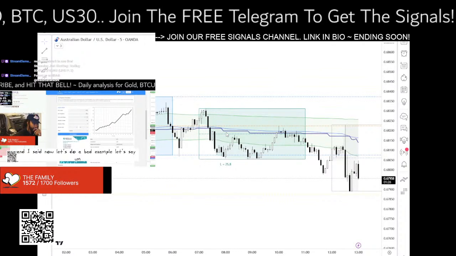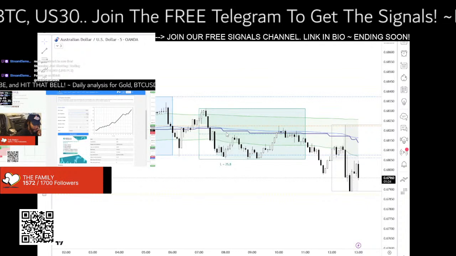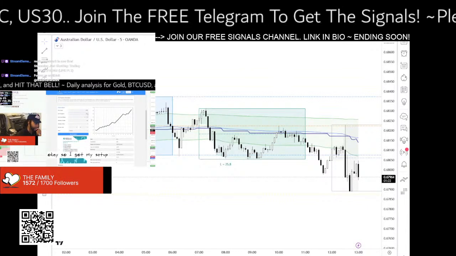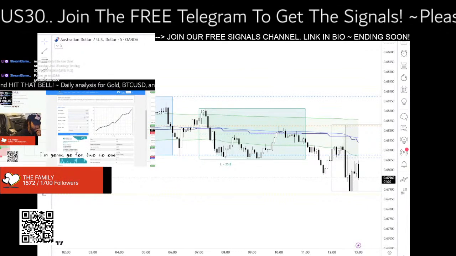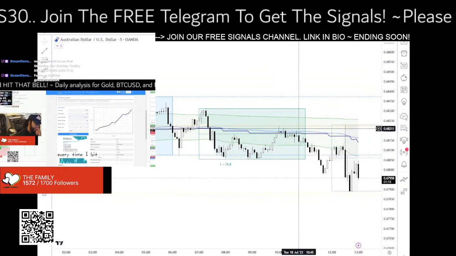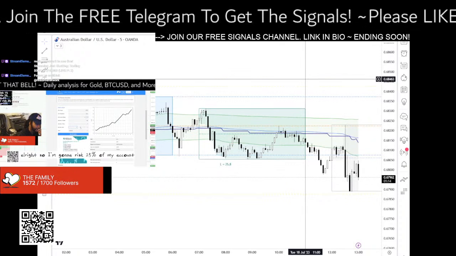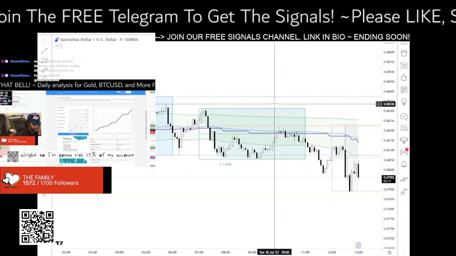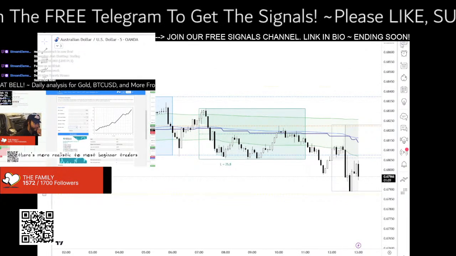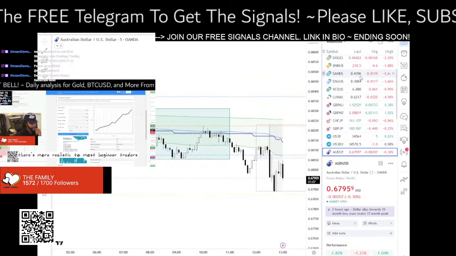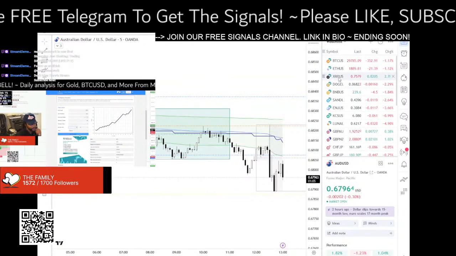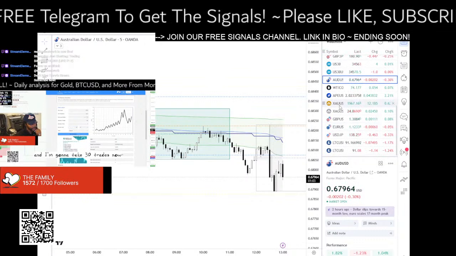Now let's do a bad example. Let's say, okay, so I got my setup, and then my setup, I'm going to go for 2 to 1. I double my money every time I hit. I'm going to risk 10% of my account. Or let's say I'm going to risk 25% of my account, which is more realistic to most beginner traders. They want to risk more. And I'm going to take 30 trades.